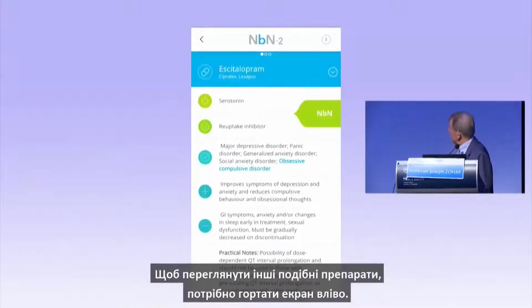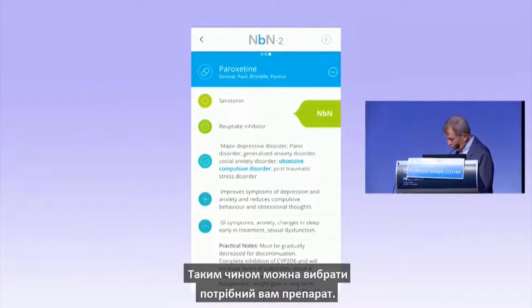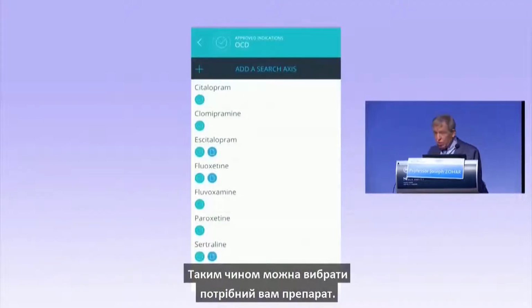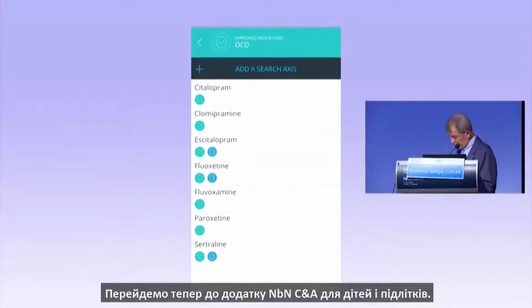As was mentioned, you see that there is this sweep to the left. You can look for similar medication in this regard, and then you can choose from the similar medication which one you would like to choose. So this is a very basic way to look at this. At least you know what is recommended.